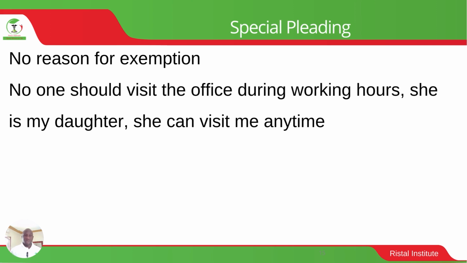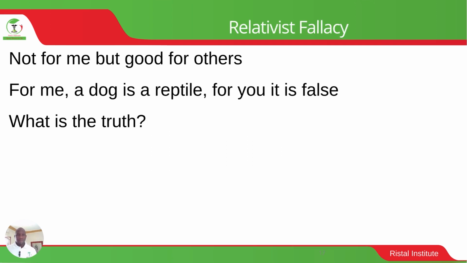So there is no particular reason why the daughter should visit and meet the boss, but just because she's a daughter. And that is the reason being given: she's my daughter, and therefore she can visit me anytime. So special pleading is like someone applying an exemption criterion for no particular reason as to why they're actually entitled to that exemption.